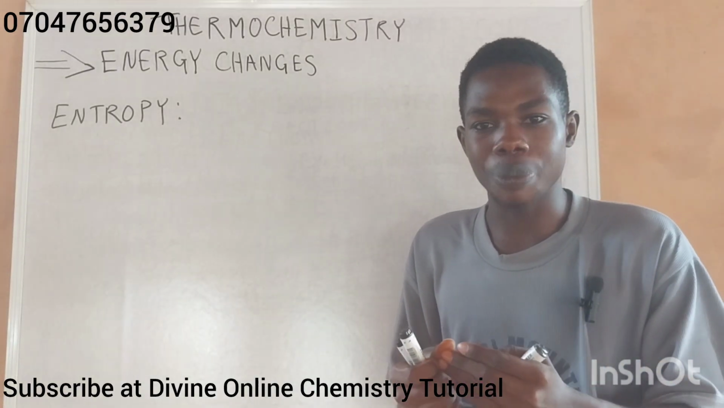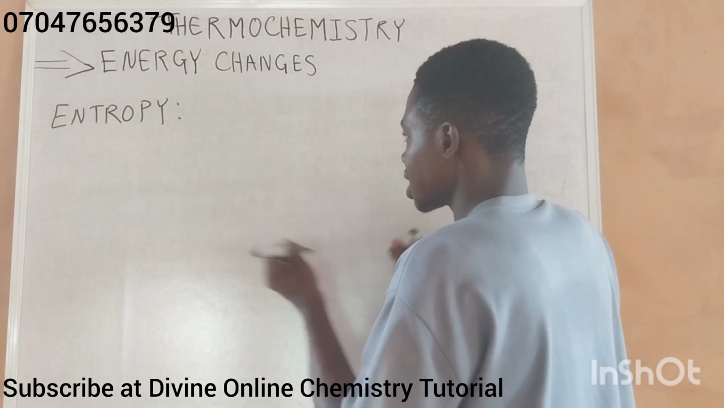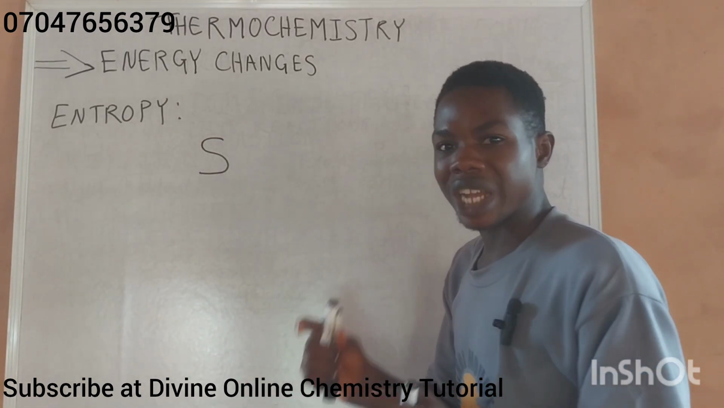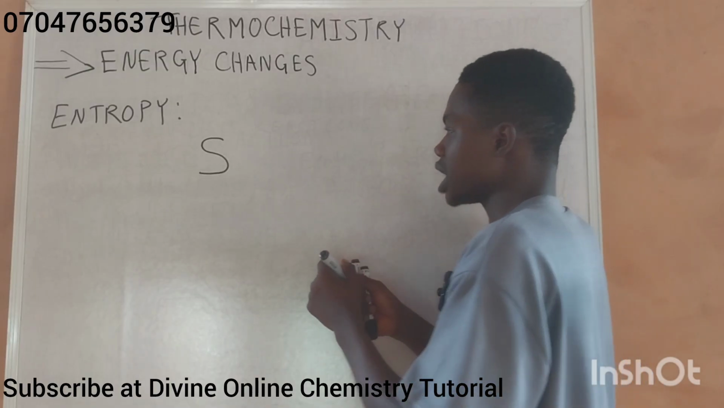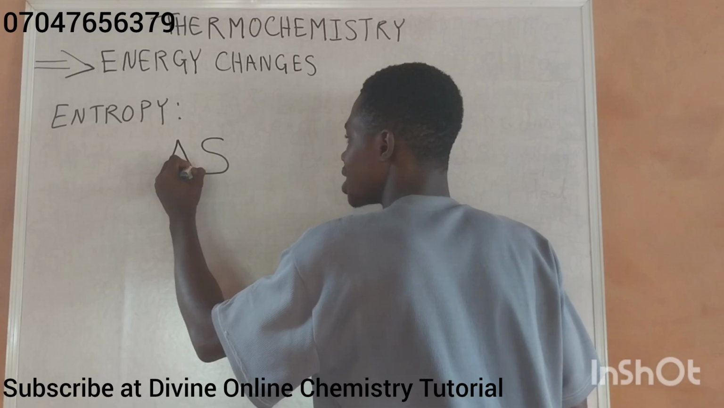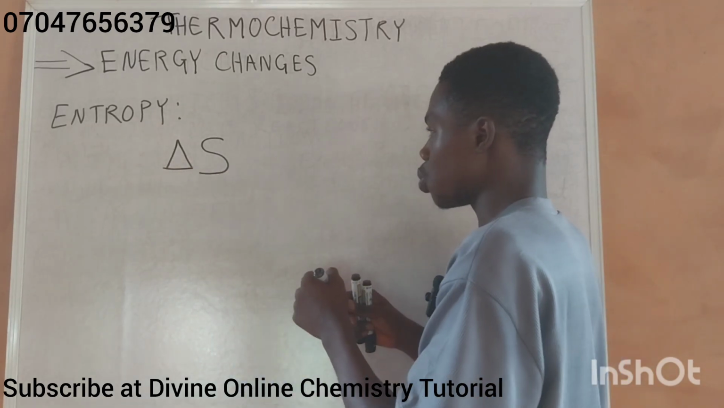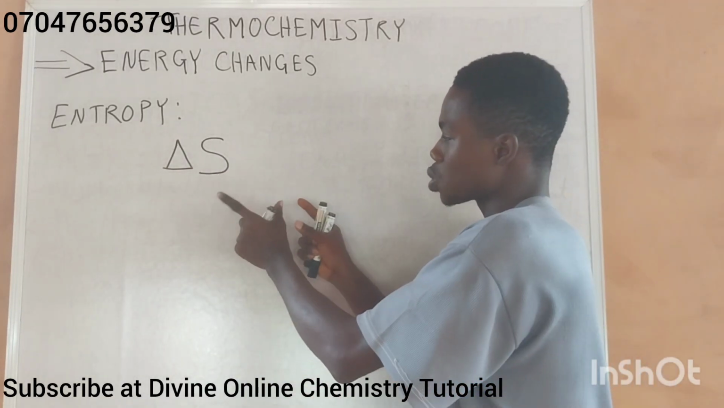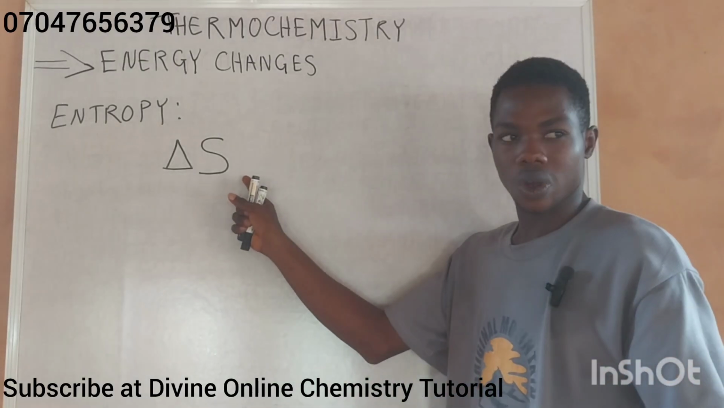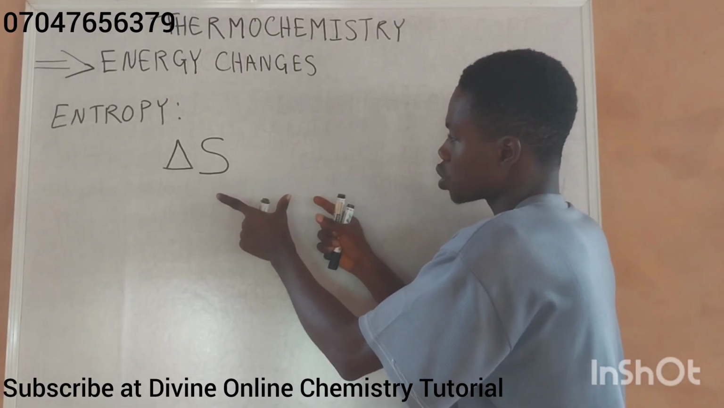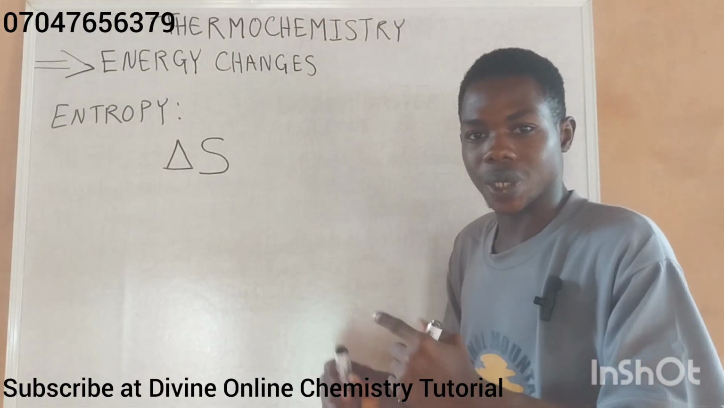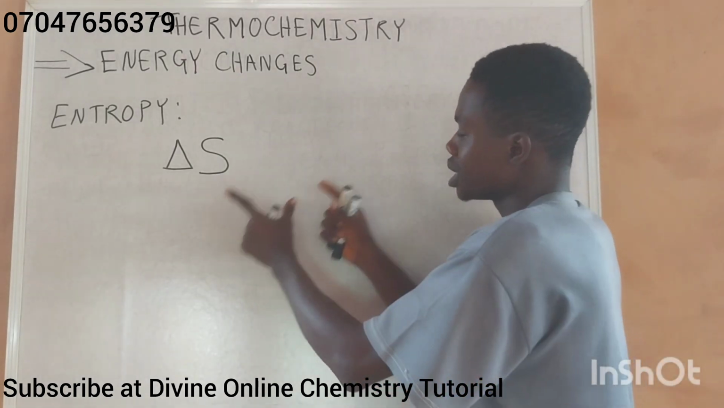Please take note that entropy can be represented by the letter S. So S is used for representing entropy, whereby change in entropy can be represented by adding delta to it, which is this triangle. By adding delta to it, we now have change in entropy. So delta S means change in entropy, whereby S is entropy. Earlier on, I said that entropy is the degree of disorderliness or randomness of a system. Please take note of this.